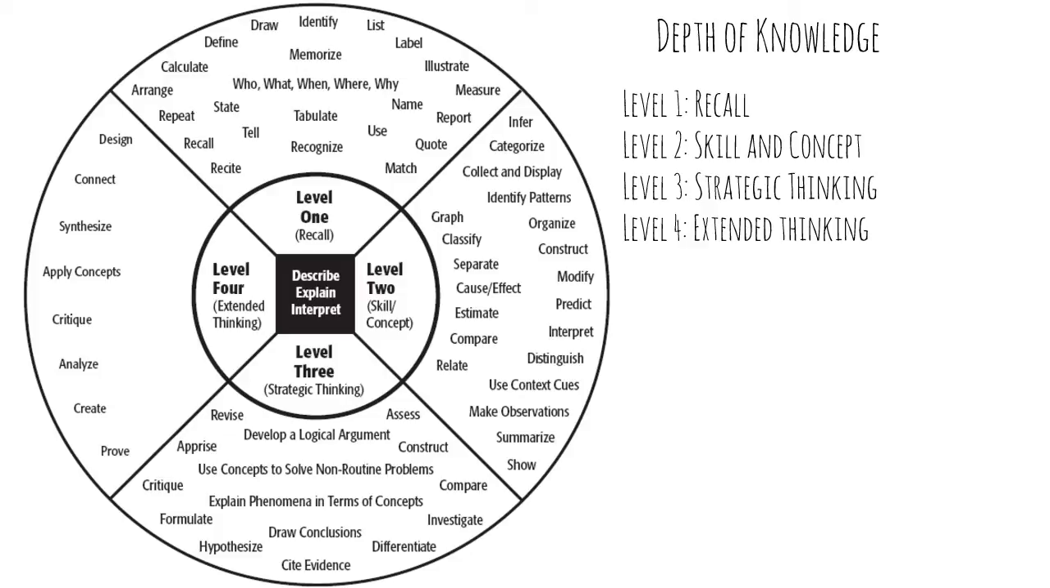It's important that every part of this unit covers the Depth of Knowledge wheel. Level 1 is recall, level 2 skill and concept, level 3 strategic thinking, and level 4 extended thinking. It's really important to make sure that we have all of these areas covered to make sure that we have a very in-depth lesson.